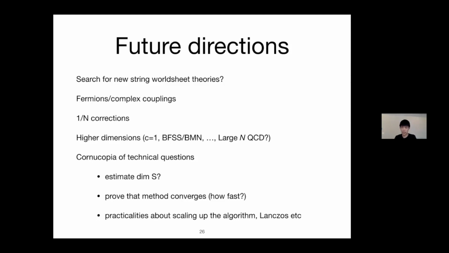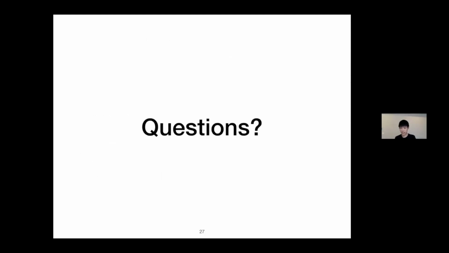And then, of course, there are a ton of practicalities about how to scale up the algorithm so that it works when you have a completely general matrix model, and you have, you know, 50,000 parameters, and you're trying to diagonalize million by million matrices. But these are just some practicalities. Okay, so I think that's what I had to say. Thanks for your attention, and I'll be happy to take any questions.